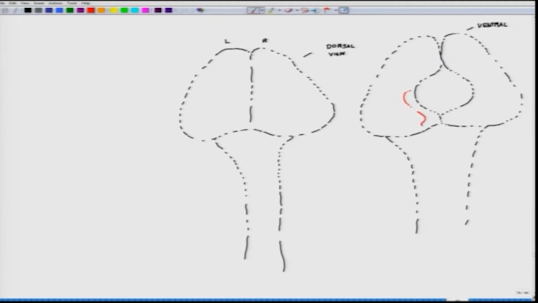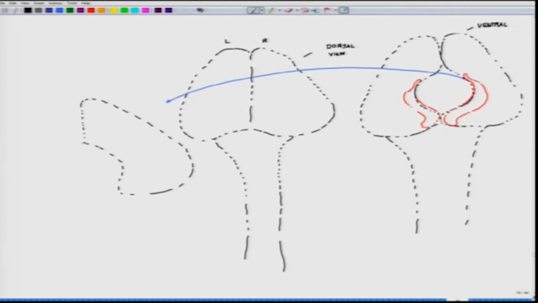There is a structure like this. And this structure is deeply embedded. You can only figure out this structure from the ventral side if you can cut the two hemispheres separately. So, say for example, you have a hemisphere like this, and you are looking at it from the ventral side, it will look something like this.